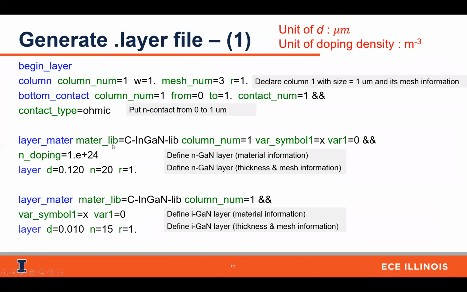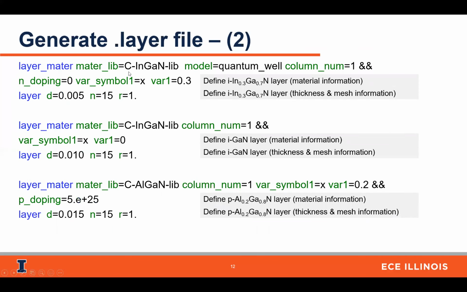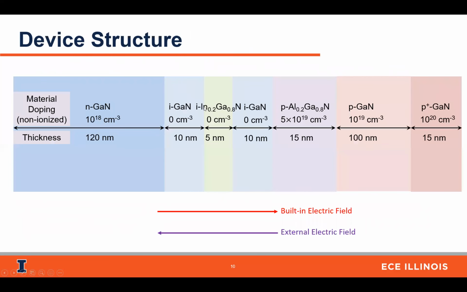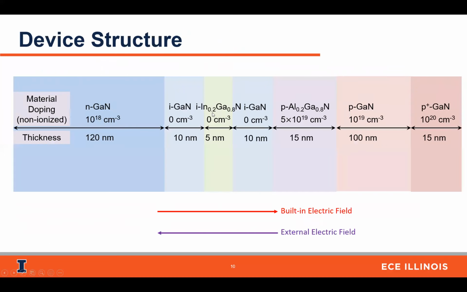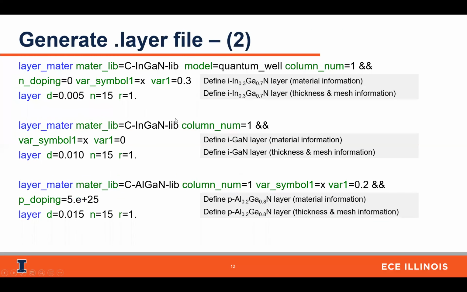Okay. So you can see that I define my first layer, C InGaN library, column number 1, variable symbol equals to X. Because this layer is gallium nitride, I put my X equals to 0, and I assign doping concentration and the layer thickness. Okay. In the second layer, similarly, I put my X equal to 0 because it's intrinsic gallium nitride. In the third layer, I have an indium gallium nitride, and my model is quantum well, and my variable X is equal to 0.3. Oh, I should be 0.2 here. Yeah, so you need to change it to 0.2. Oh, maybe the typo is here. You need to use 0.3 for this device structure.